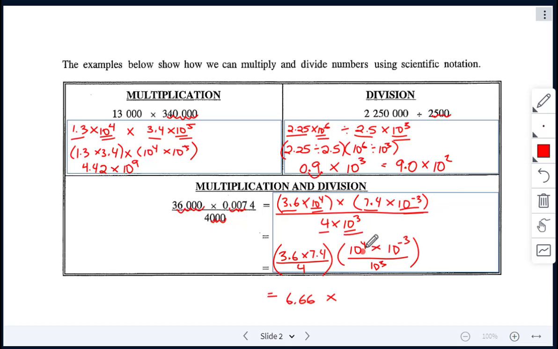All right, and then here we would add our exponents. It's 4 plus negative 3 minus 3. So for the exponents, it's 4 plus negative 3 subtracting the 3. So that becomes 6.66 times 10 to the power of negative 2.